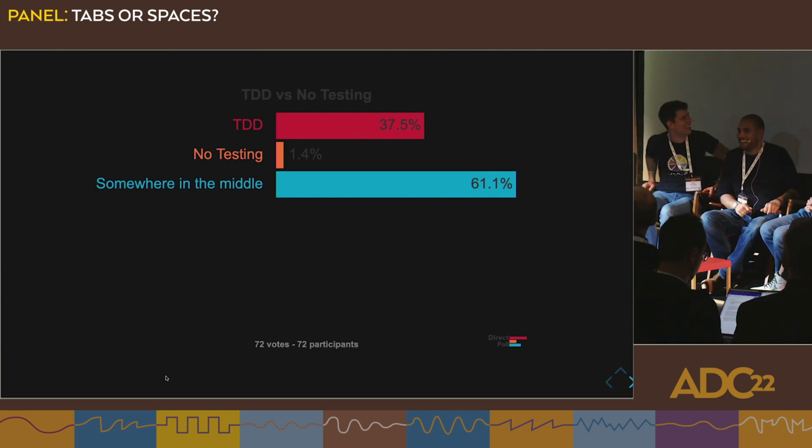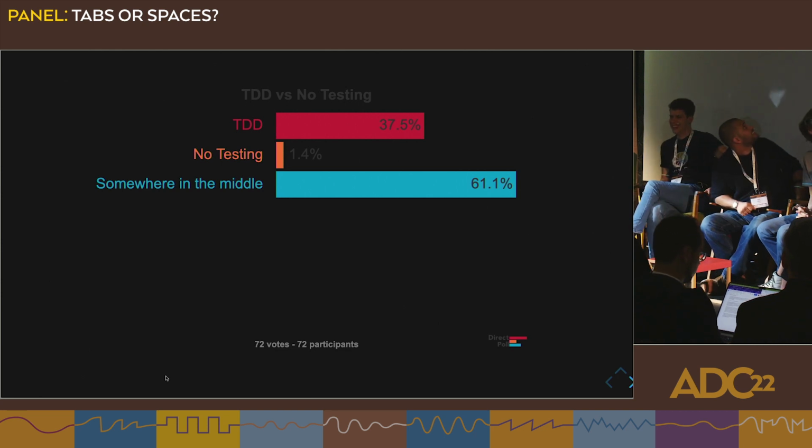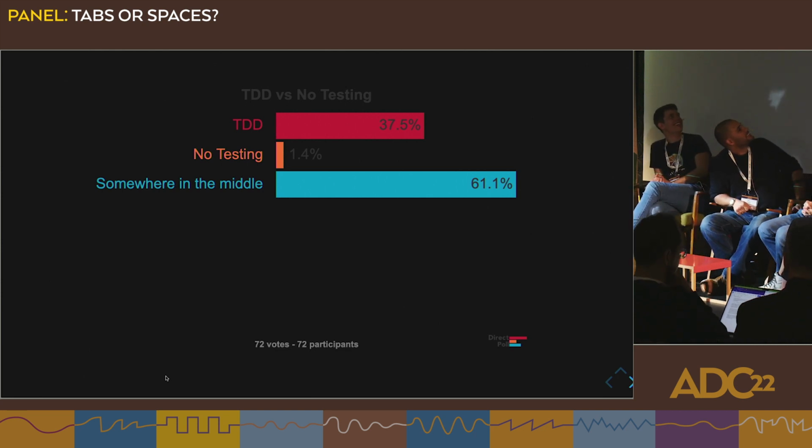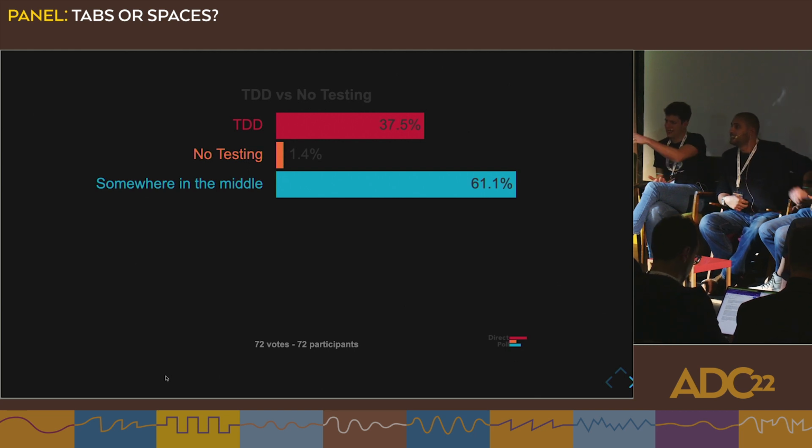But also, what's in the middle? I always struggle with this. What's in the middle of TDD? I would say writing your tests first and aiming for 100% test coverage. I'd say somewhere in the middle. There is a question to the other team, I guess.